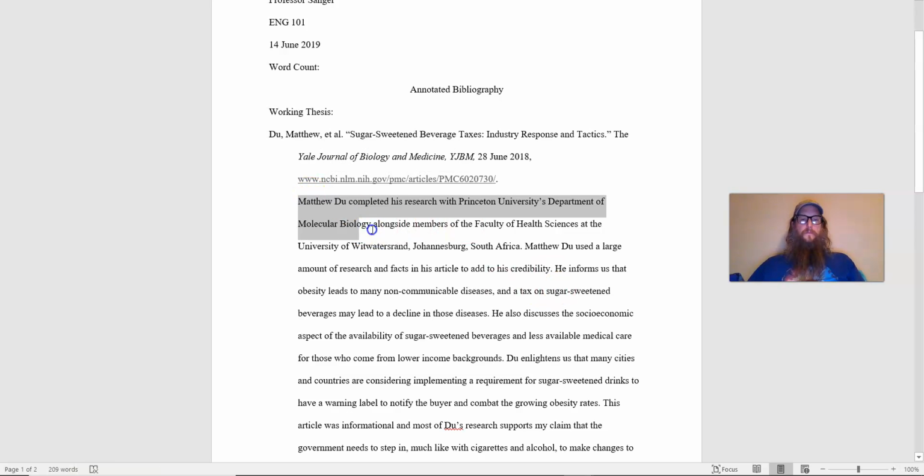Anyhow, here is our note on authority for why we should trust Matthew Dew. It's quite good. Again, I do think they could have told us a little bit about what is the Yale Journal of Biology and Medicine.